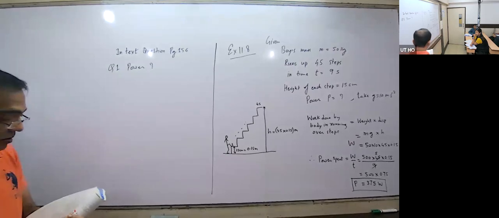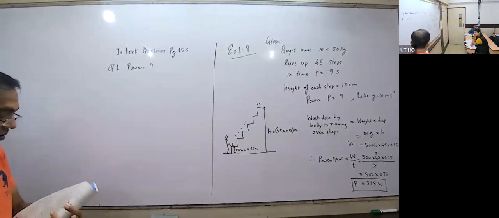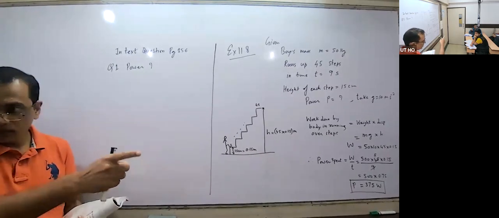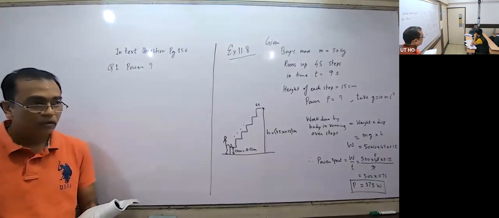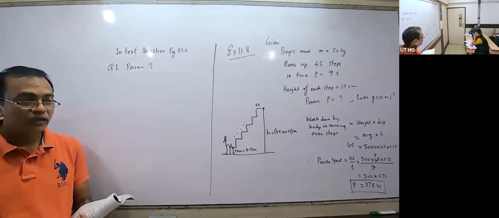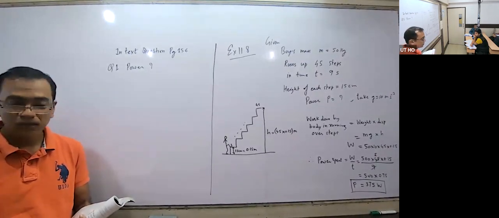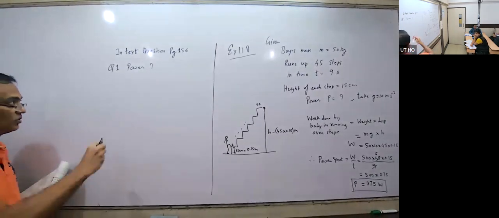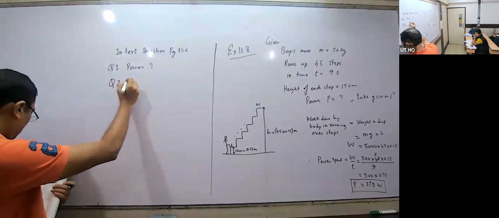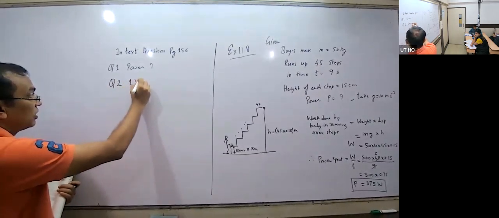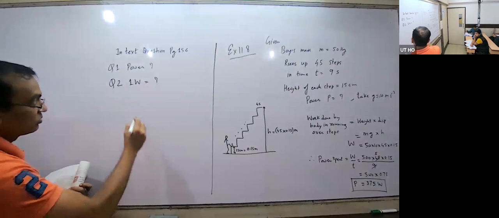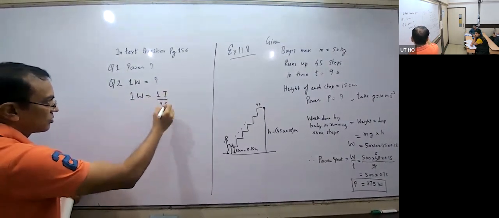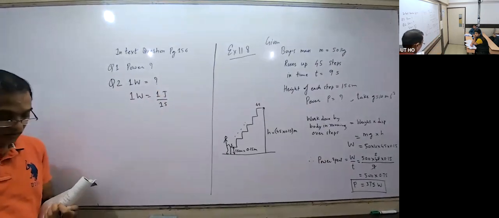The second question is, define 1 watt of power. Now you have to define it in English. What you said is right. So, 1 watt of power is equal to what? How do we define it? 1 watt is equal to 1 joule upon 1 second. So this is 1 joule upon 1 second in mathematics. What is it in English?